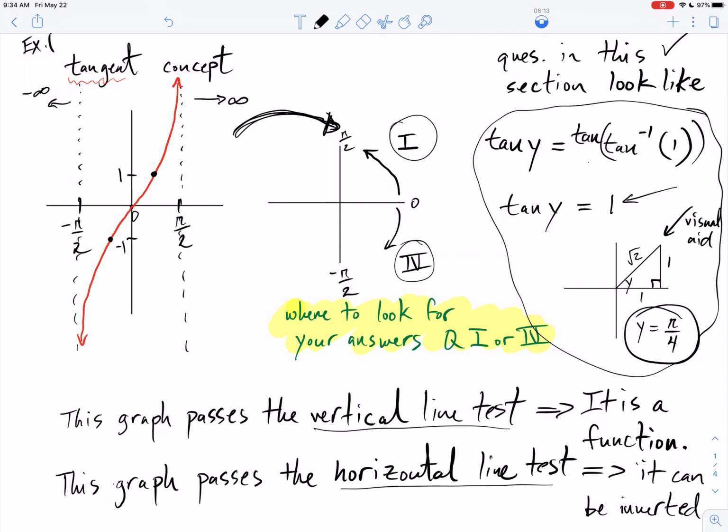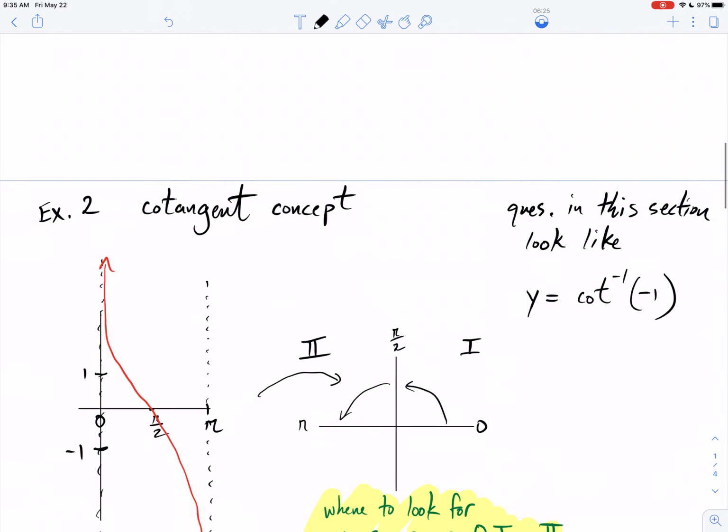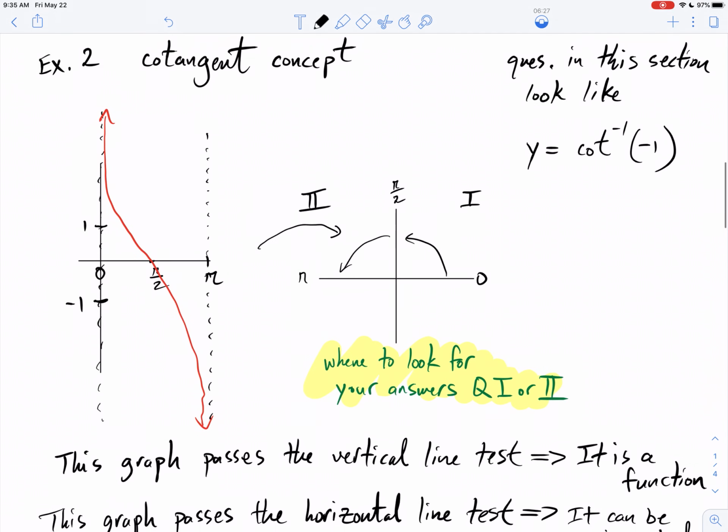We haven't graphed these in a while, but they are on your AP Summer packet. You should recognize the graph of these functions. And let's look at cotangent. So I did one for cotangent. So the cotangent concept. Once again, what are the questions in this section going to look like? They're going to look like this.